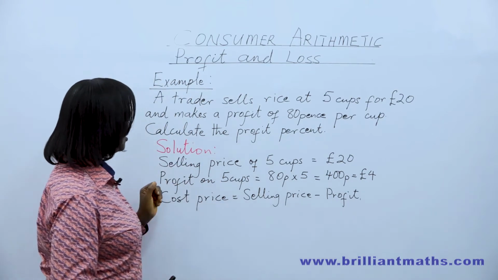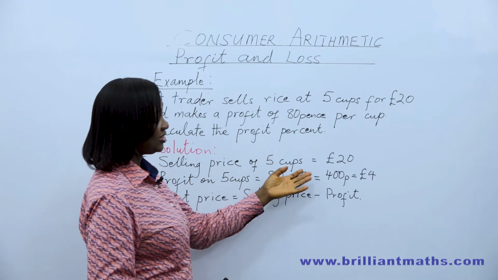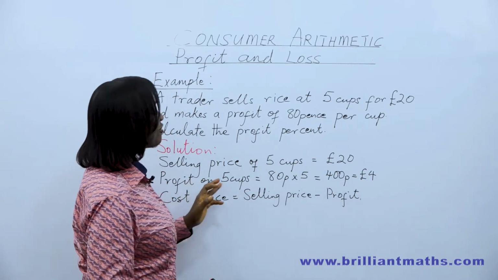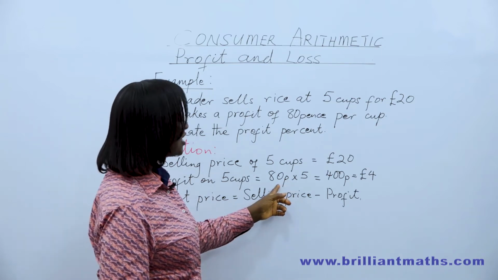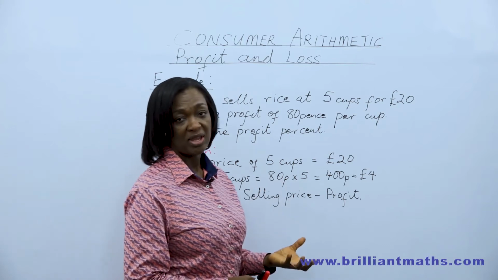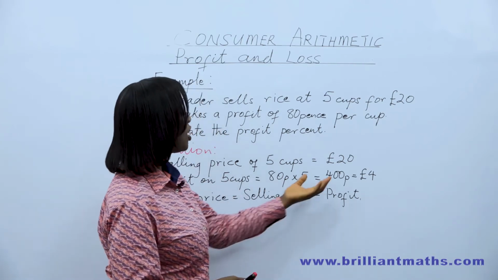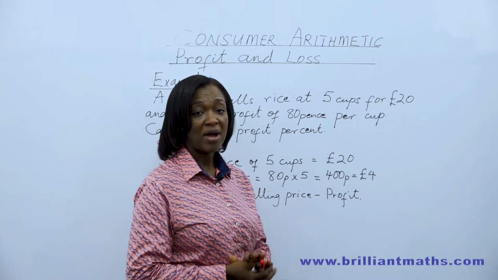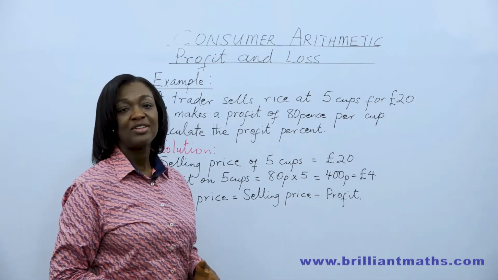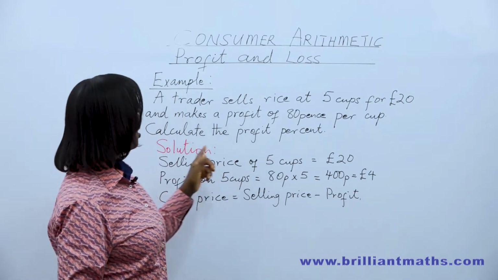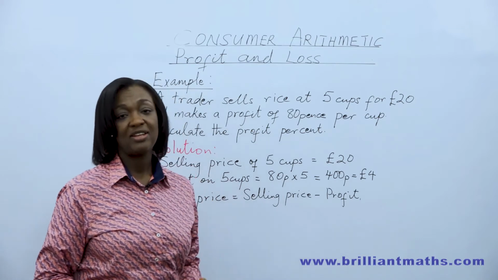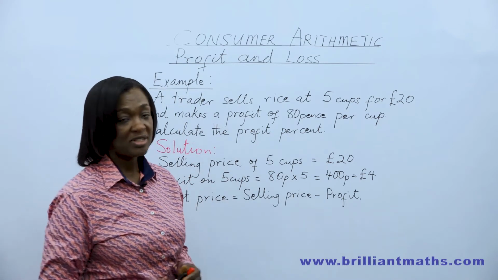So solution, selling price of 5 cups is 20 pounds. Profit on 5 cups will be 80 times 5 because the profit on each cup is actually 80p. So 80p times 5 gives us 400 pence, which is 4 pounds. So the total profit the trader made was 4 pounds. So the first thing we need to do to be able to calculate the profit percent is to calculate the cost price. Then we'll calculate the profit percent.